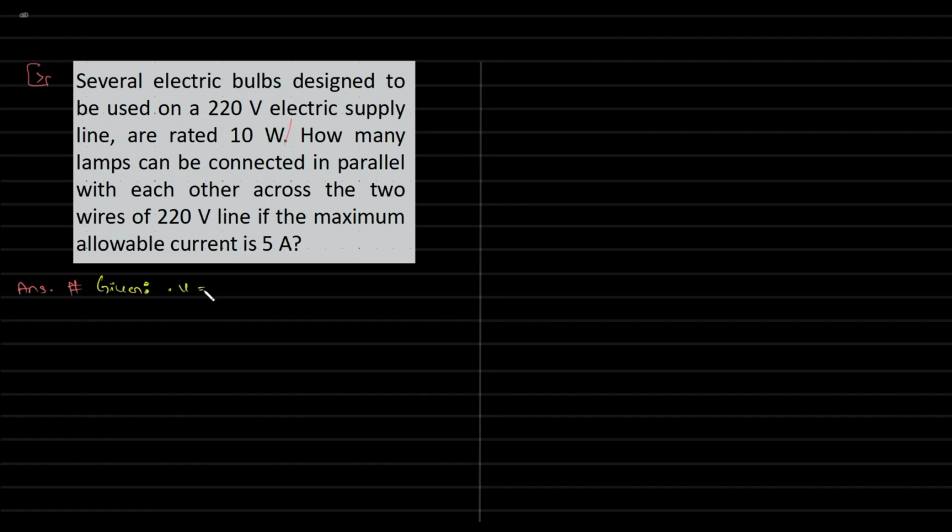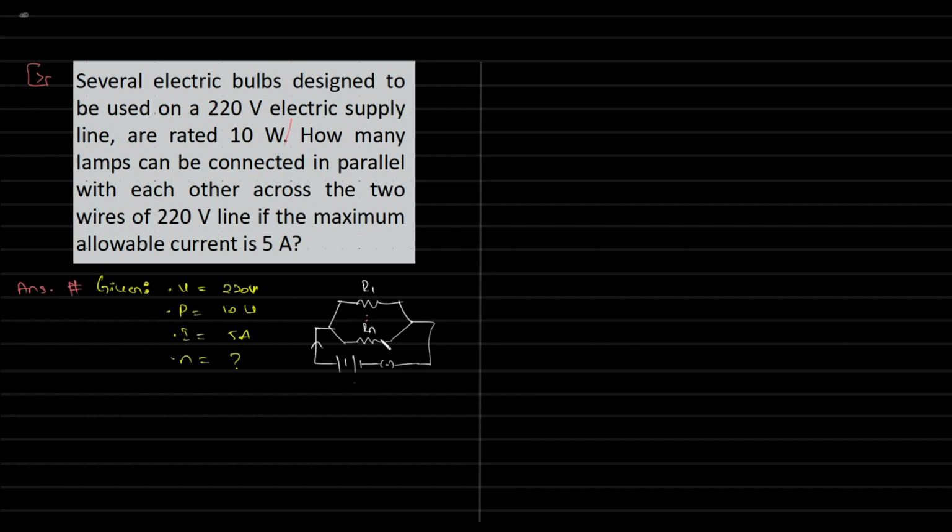So the first thing is to note down what is given. Voltage is 220 volt, power is 10 watt, then current is 5 amp. You have to find how many of them are connected in parallel. So we are looking at a connection that is in parallel. We don't know the resistance, but all of them have the same resistance. The voltage and everything else we know. This is what we're looking at.